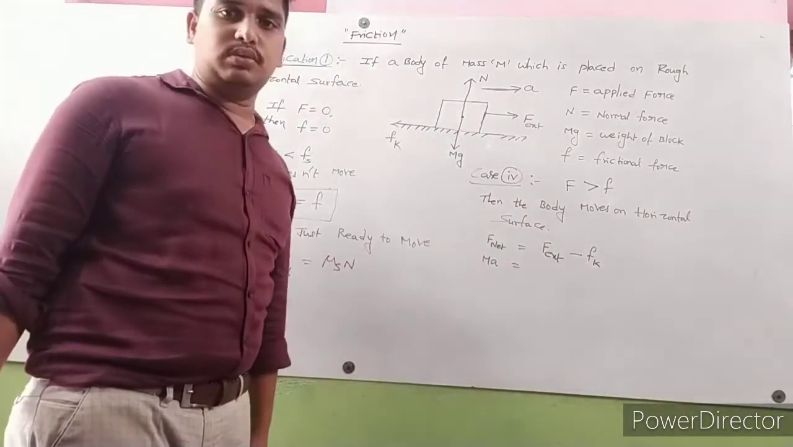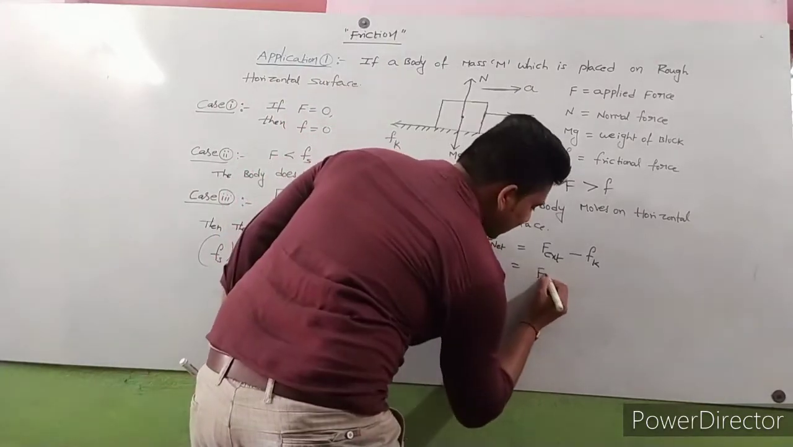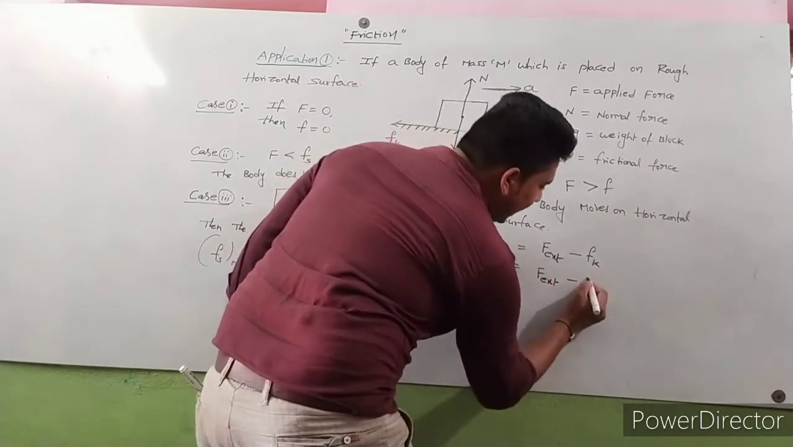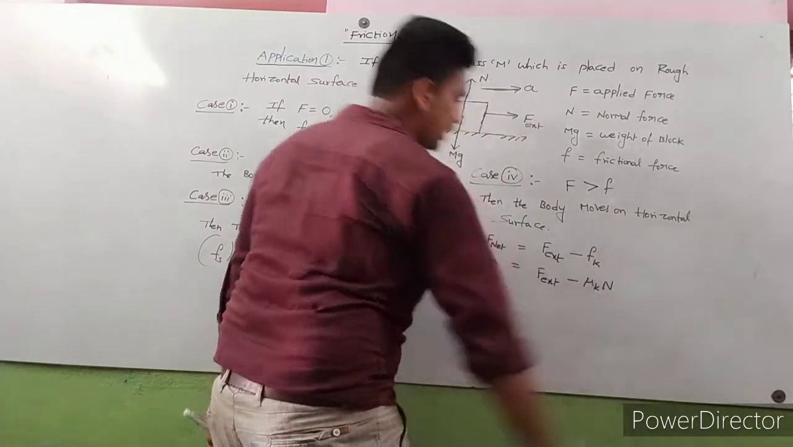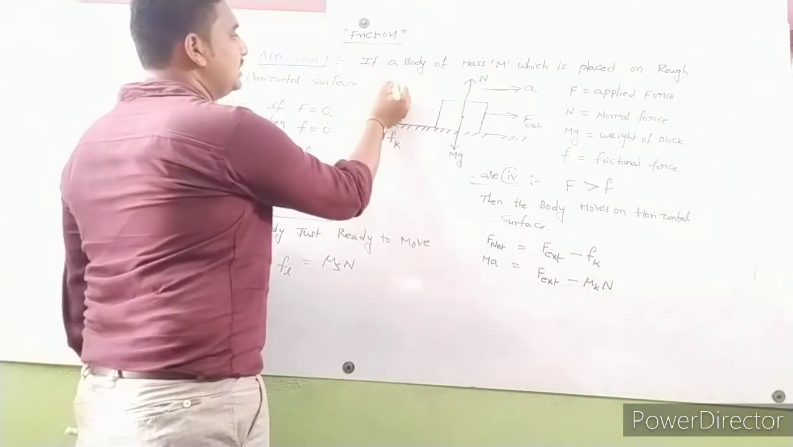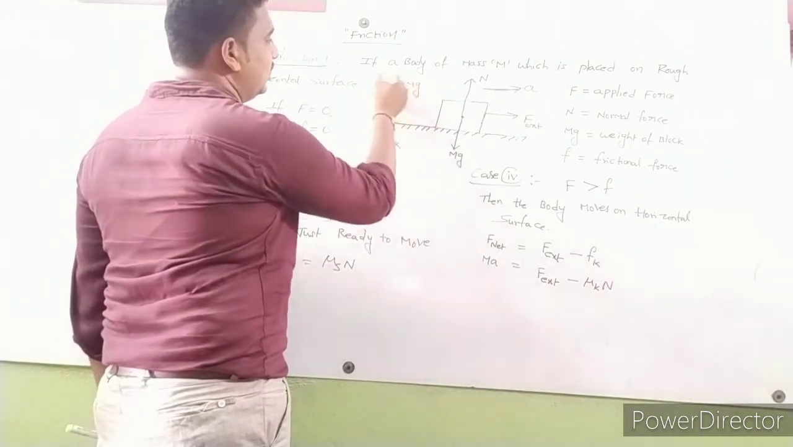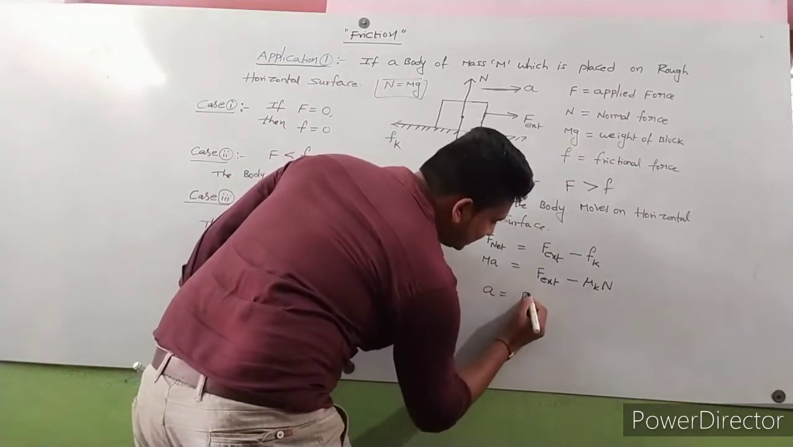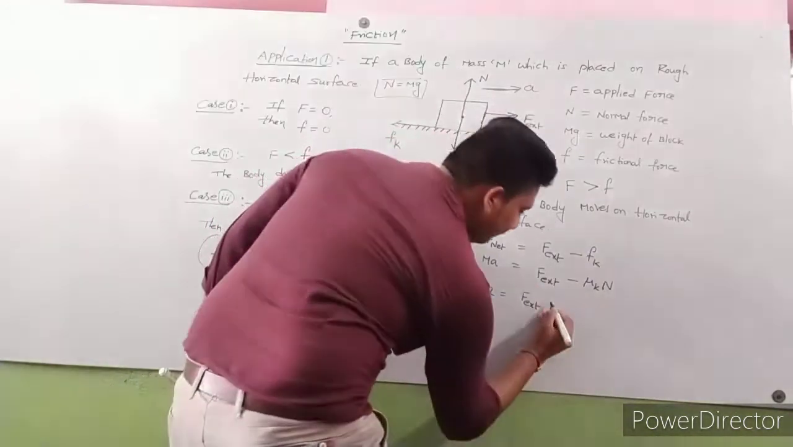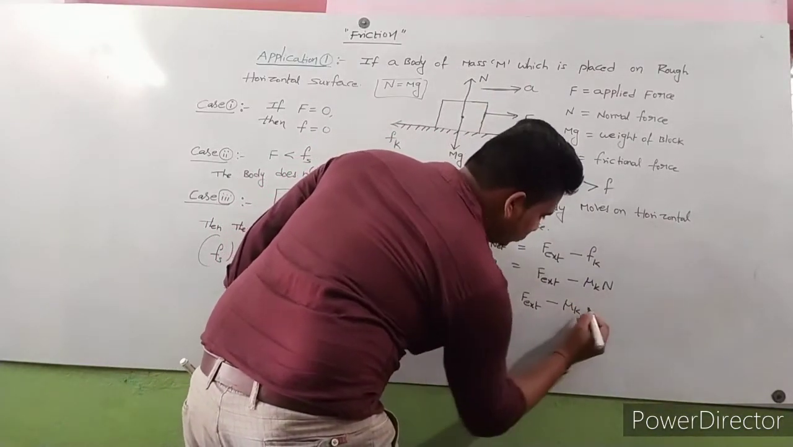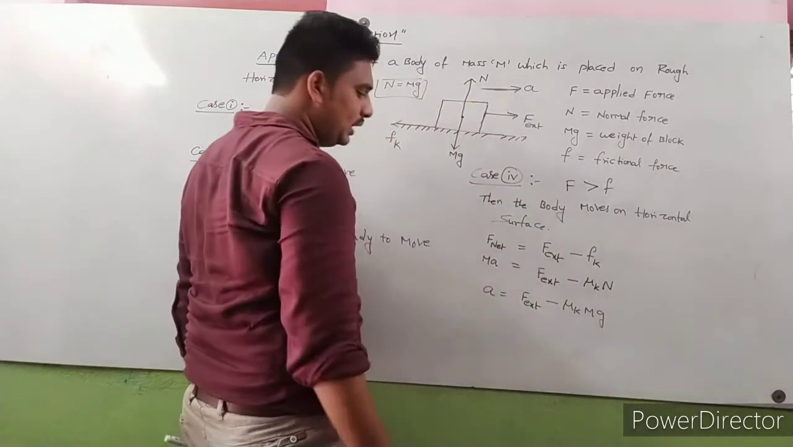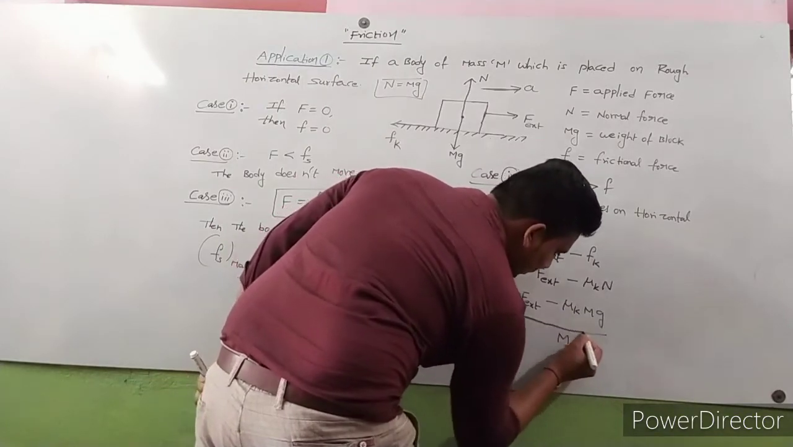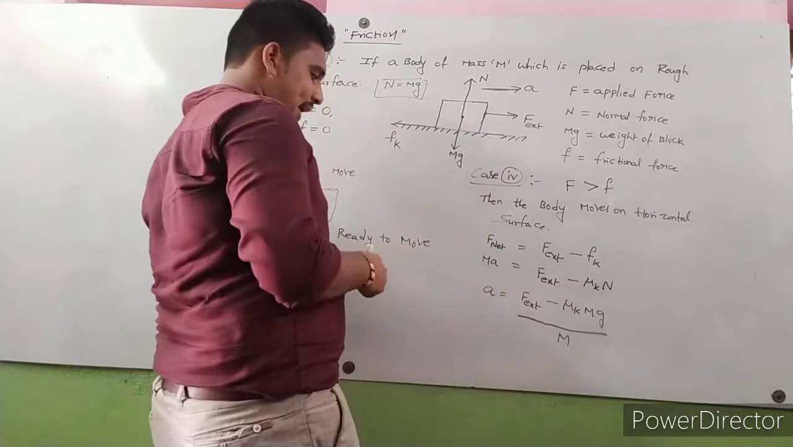Ma is equal to the external force F minus Fk. Fk is nothing but mu k into N. Here N, from this diagram, is equal to mg. So substitute now. Acceleration a is equal to F external minus mu k into mg, divided by m. So this is the acceleration.